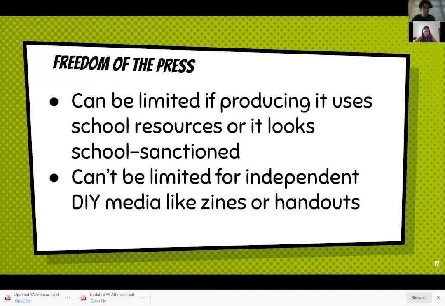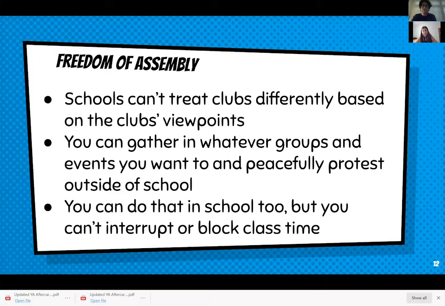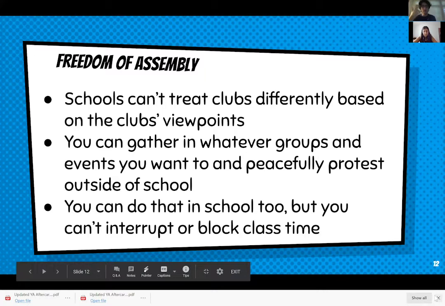Moreover, you also have freedom of assembly. From a school perspective, that means you can have clubs, and your clubs can't be treated differently based on the club's viewpoint. So if a school has the Fellowship of Christian Athletes, that needs to be treated the same as the Gender and Sexuality Alliance in terms of access to meeting space, funds, posters that are up on the walls, all of that.